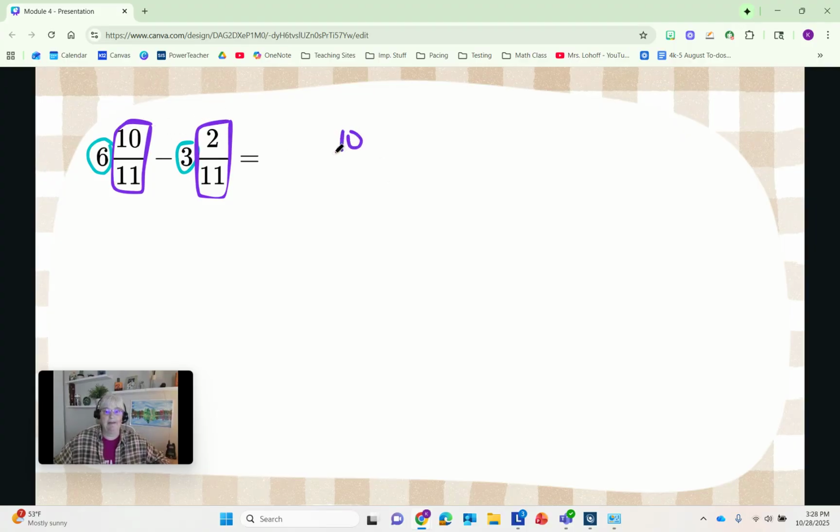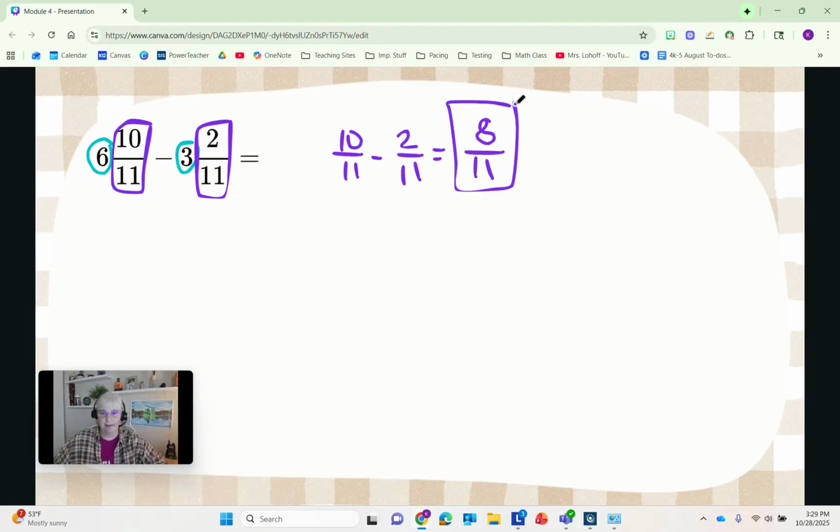10 elevenths minus 2 elevenths. We always look at our denominator. We can only add and subtract fractions when that bottom number is the same. And it is! So our answer will also be in elevenths. 10 minus 2 is 8. 8 elevenths cannot be reduced, so this will stay as the fraction part of our answer.